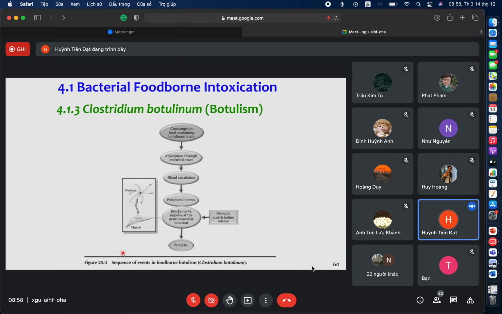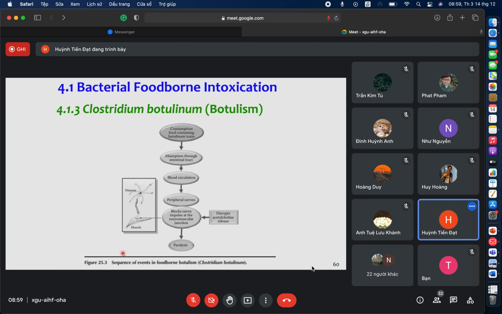So this is the pathway leading to the problem. Consumption of food containing botulinum toxins, absorption through the intestinal tract into the blood circulation system, which means it goes into our blood, and it affects the peripheral nerves, which control motion of the limbs, like walking with our hands and legs. The peripheral nerve impulse is locked at the neuromuscular junction, so it is not working anymore.